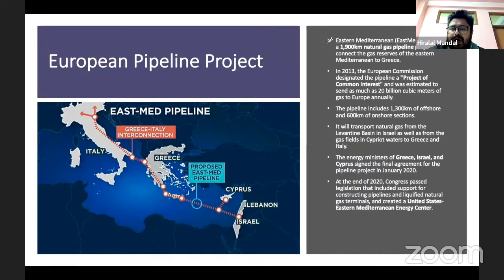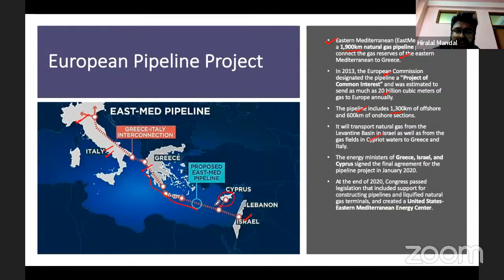So this is a pipeline project. The length of this pipeline project is 1900 kilometers, and it connects the Eastern Mediterranean to Greece. In 2013, the European Commission designated the project as a project of common interest, and it was expected that it would bring 20 billion cubic meters of gas to Europe annually. Okay, and the major beneficiaries will be Greece, Italy, and other West European countries. The length you can see in the figure itself: 1300 kilometers offshore and 600 kilometers onshore. It connects Israel to Greece and Italy, and of course the major beneficiary of it will be Cyprus.